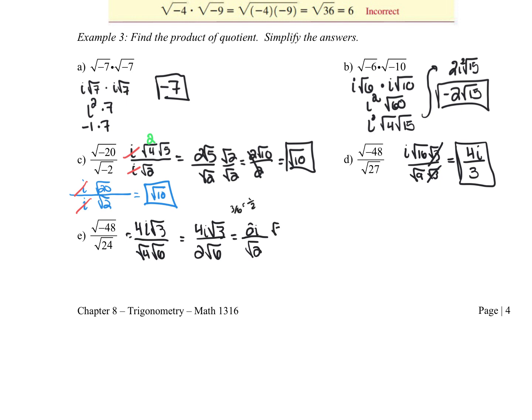And then I can rationalize root 2 over root 2. And so then I get 2i root 2 over 2. And these 2's cancel out, so my answer is i root 2.